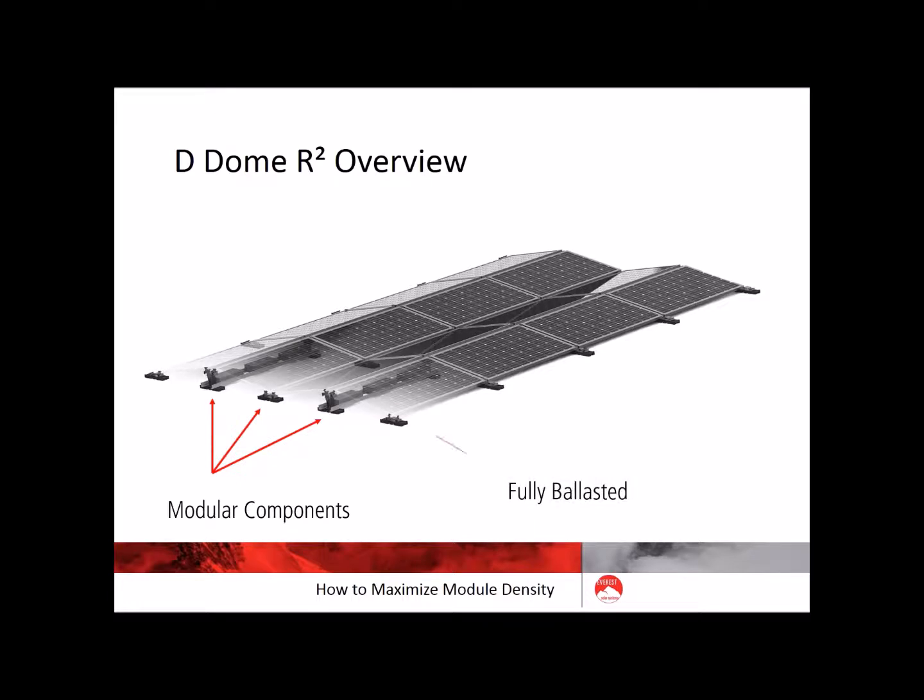So now I'm going to speak to our system called DDome Rsquared. I'll go over the components. I'll talk about how the system is ballasted, also has the option of being anchored, as well as the fixed 10-degree pitch and some other benefits of this system. There's a basic overview. As you can see, it has the option to be ballasted where that ballast tray is, and it also has the option of being anchored.